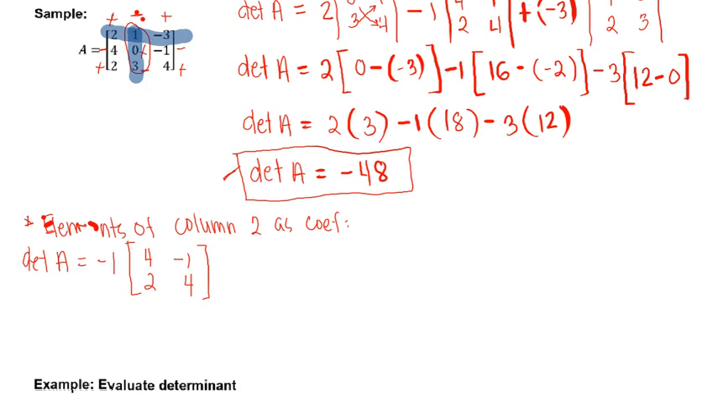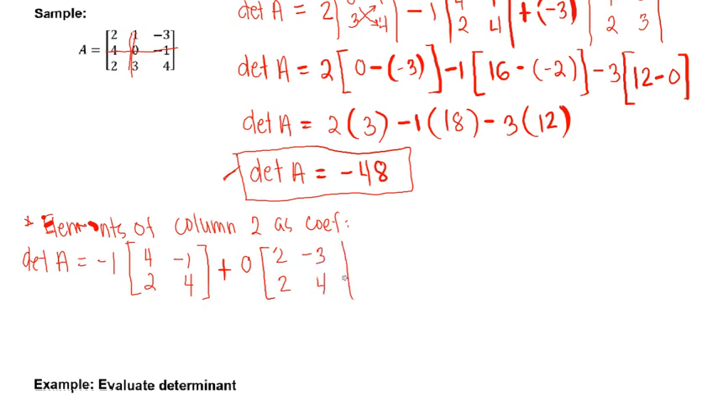So 1, yung next na element sa column natin is 0. So yung nauna 1, 0 yung susunod na coefficient natin. So if this is negative, this is plus 0. So we have plus 0. So if we eliminate column 2 and row 2, what's left over is 2, 2, negative 3, and 4.